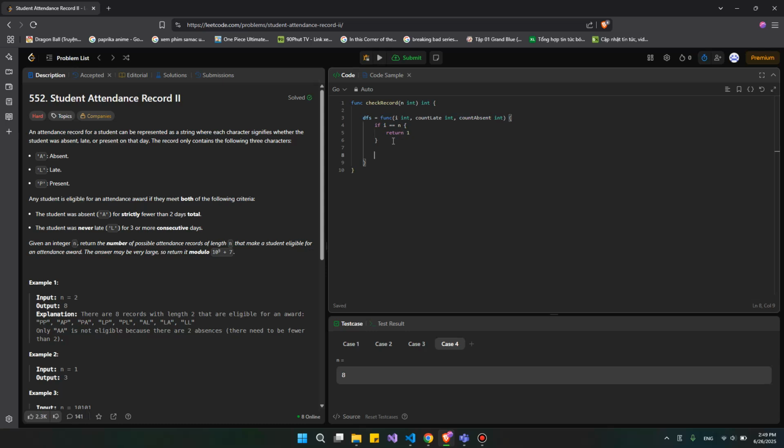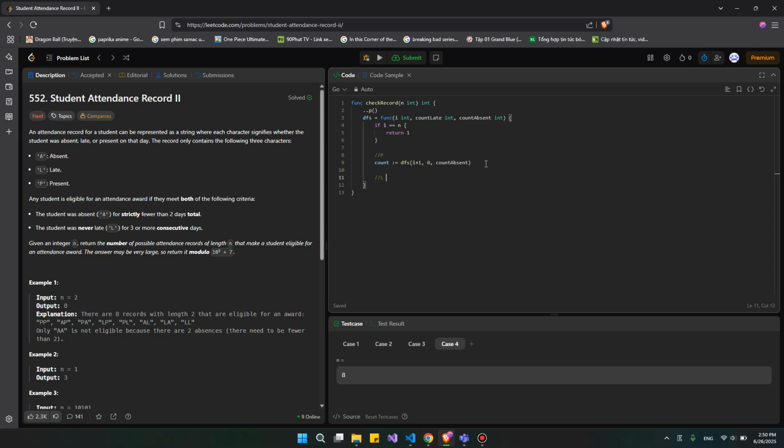If we count, in one position we can put P or L or A. So if we put P here, we will move to the next step at i plus one, and because we are on P, the next step will have count late zero, and count absent here is the same, right? Okay.